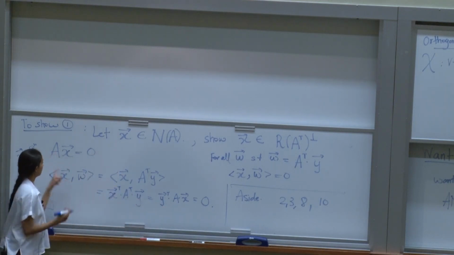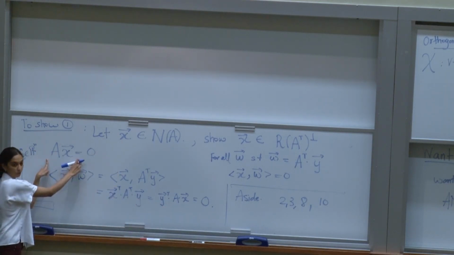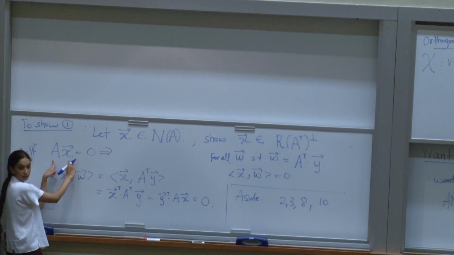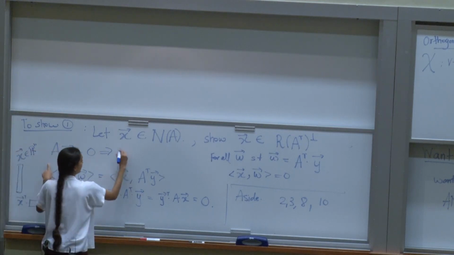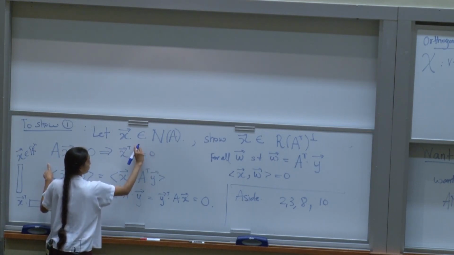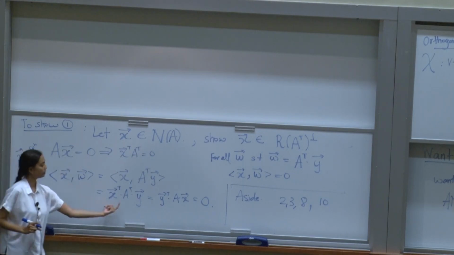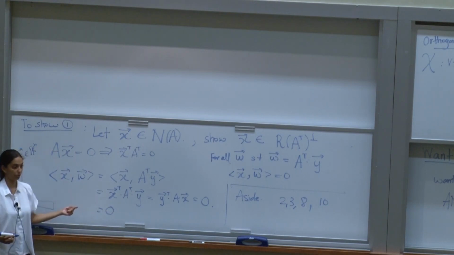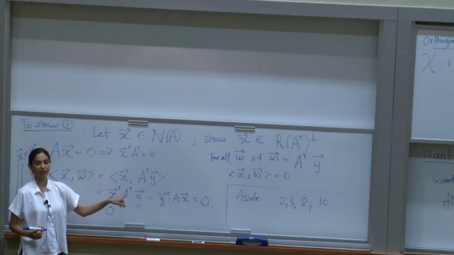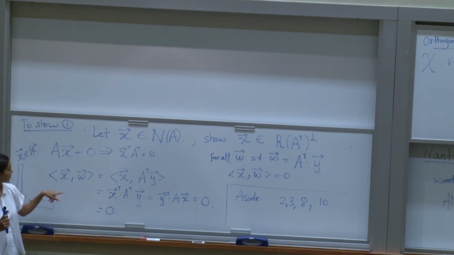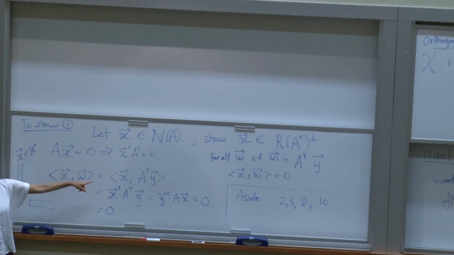There's another way of seeing this. If I know that AX is equal to 0, I can take transposes of this equation. That would tell me that X transpose A transpose is equal to 0, right? And then I could directly conclude from here that this inner product is 0 as well. There are multiple ways of finessing the math. Does everyone see that? So, good, this is why I'm allowed to take the transpose.